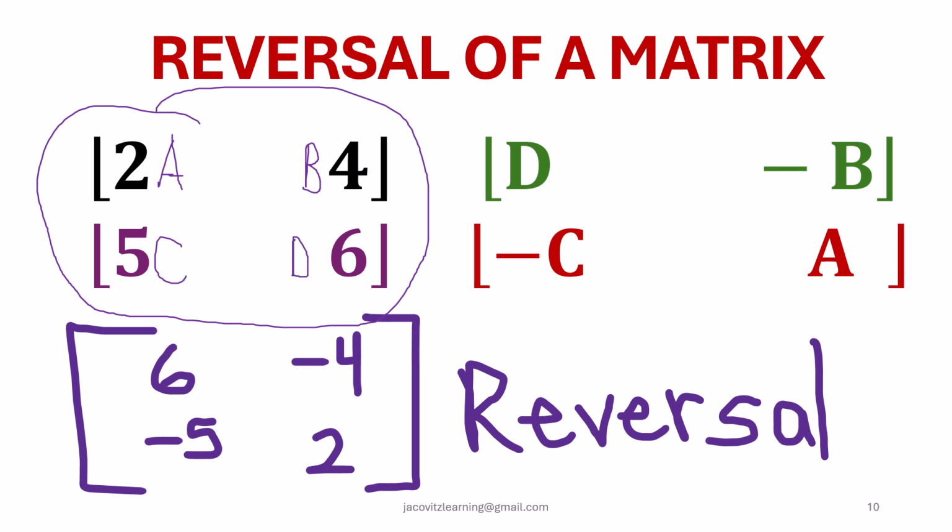So when you reverse, you go D and A, swap places. Okay, so this 2 would come down here, and this 6 would go up here. And then you just put negative signs on B and C. So did we do that right? Did we put a 2 here, a 6 here, and a -4 and a -5? It's your basic reversal. Basic reversal. There are other types of reversals. This is basic.